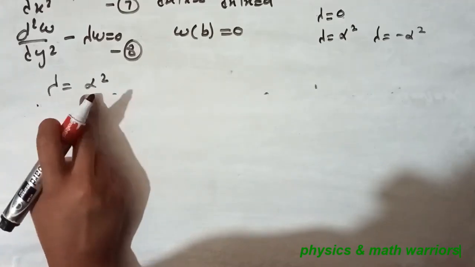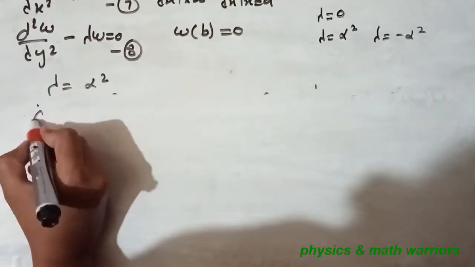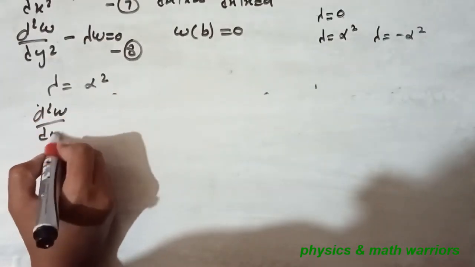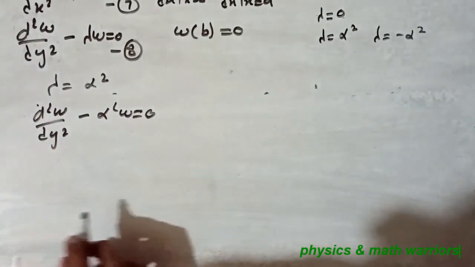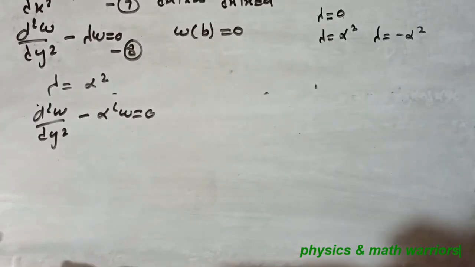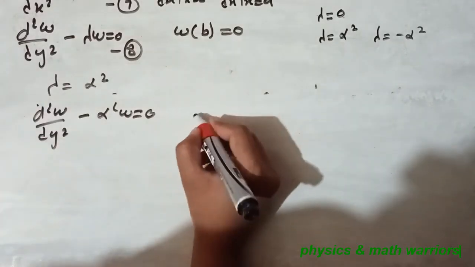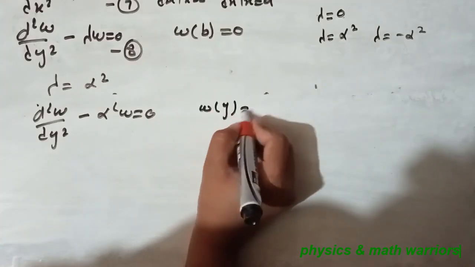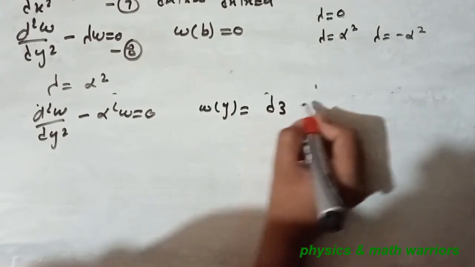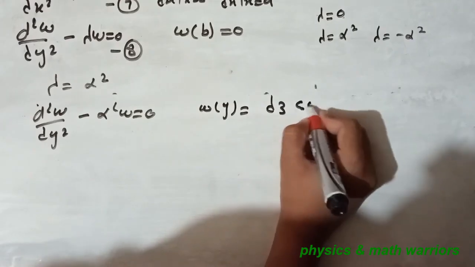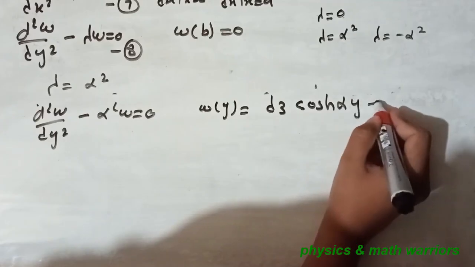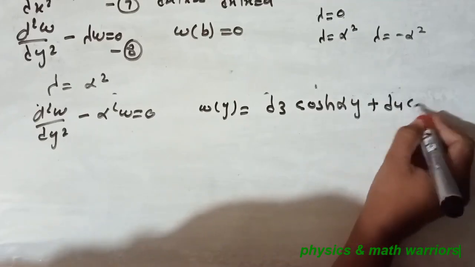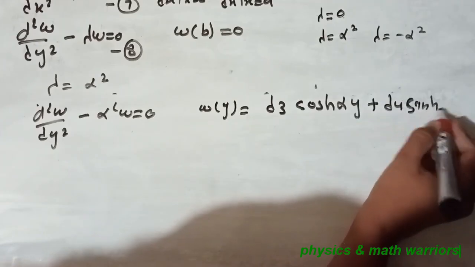When lambda is equal to alpha square, then equation 8 becomes d square omega over dy square minus alpha square omega is equal to 0. And the solution of this equation is omega of y is equal to d3 cos hyperbolic alpha y plus d4 sine hyperbolic alpha y.